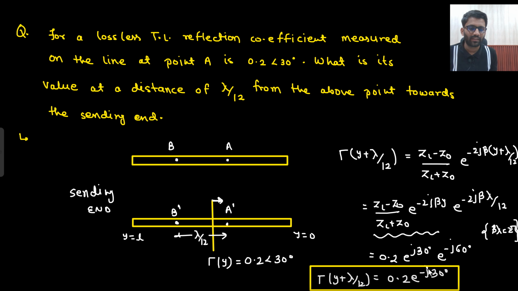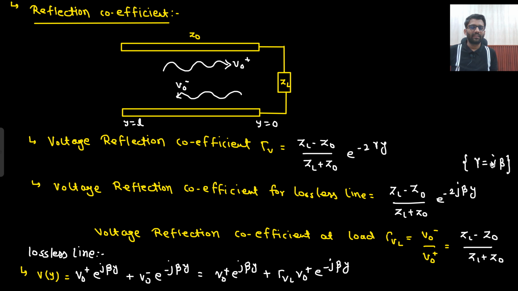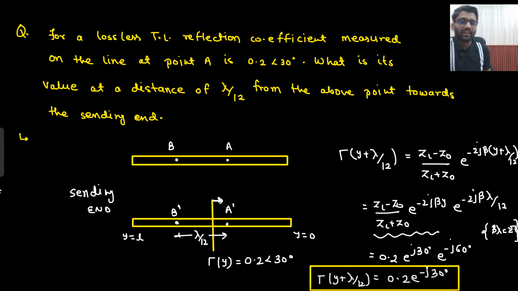So this was a simple question only. If you know this formula, then it is simple: at a distance y from the load, the formula is ZL minus Z naught upon ZL plus Z naught e to the power minus 2 gamma y. You are going towards the sending end, from load end to source end. Here we were covering lambda by 12 distance more, so this part would come in more, and this is the answer.